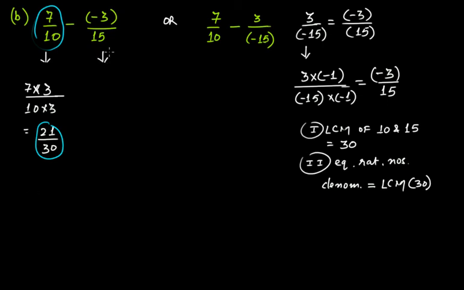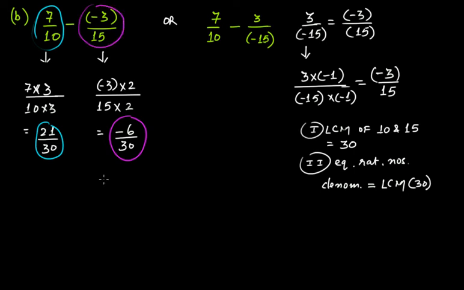In this case, what number should we multiply 15 with such that the denominator becomes 30? Clearly with 2. Since we have multiplied the denominator with 2, you have to multiply the numerator also with 2. And you get minus 6 over 30. This minus 6 over 30 is the equivalent rational number of minus 3 over 15 having the denominator 30. Now you have to subtract these two.